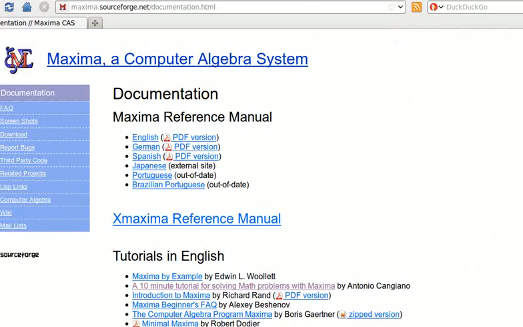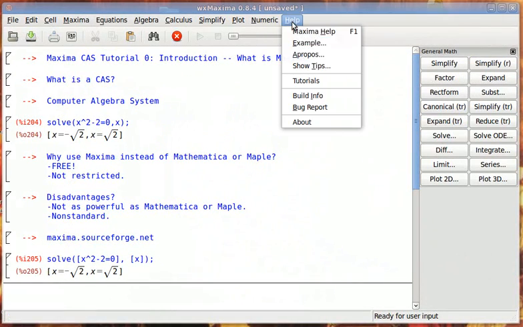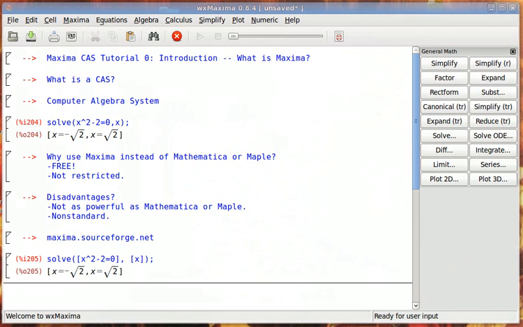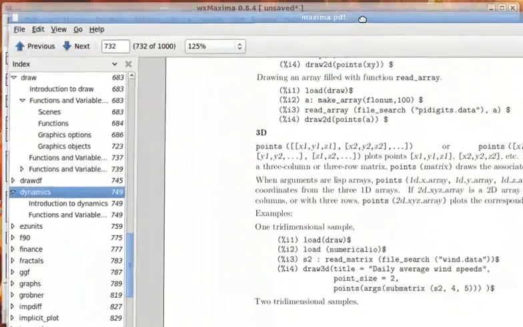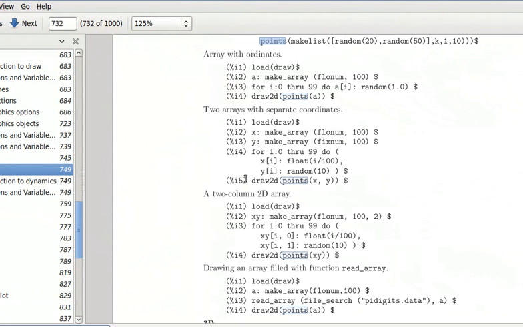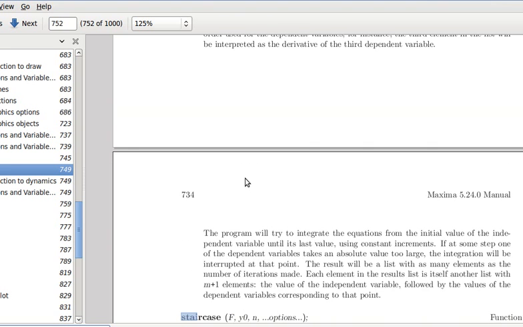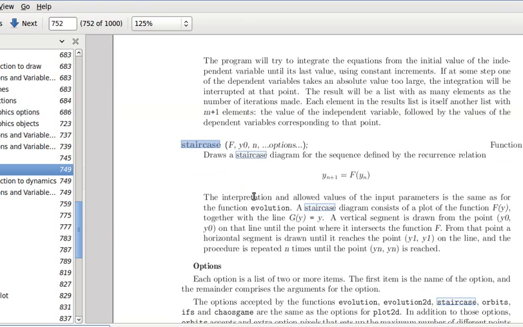wxMaxima actually has the manual built into it in the help, and there are tutorials down here too. I never noticed that either, but I never really cared for it, because with the PDF file, I can search for anything I want. So if I want to search for, let's see how this works, a staircase plot, I misspelled staircase. Staircase. So I can do a staircase plot, which I've done in one class ever. It's not that common, but it's still kind of cool.